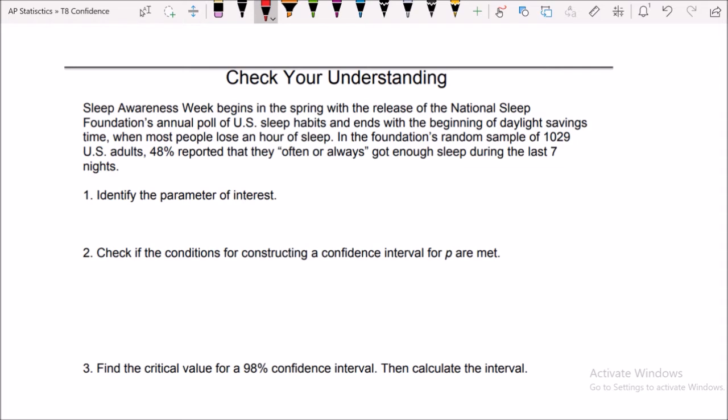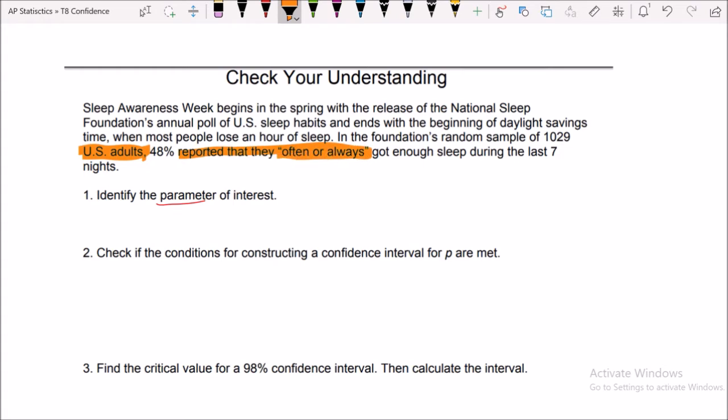Okay, to identify the parameter, remember we're talking about the population. Let's first figure out what's the population. They said they did a poll of US sleep habits. The population is US adults. They did a sample from US adults, and so that's who the population is. Now, what did we measure? They measured people who report often or always got enough sleep in the last 7 nights.